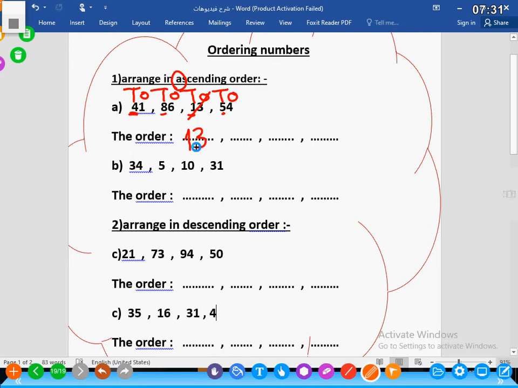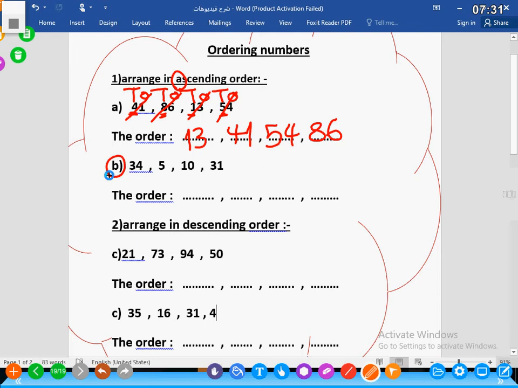Now we have 4, 8 and 5. What is the smallest number? 4. So cancel 41 and write it here. Now we have 8 and 5. What is the smallest number? 5. So cancel it and write it here. What is the number left? 86. So write it here.